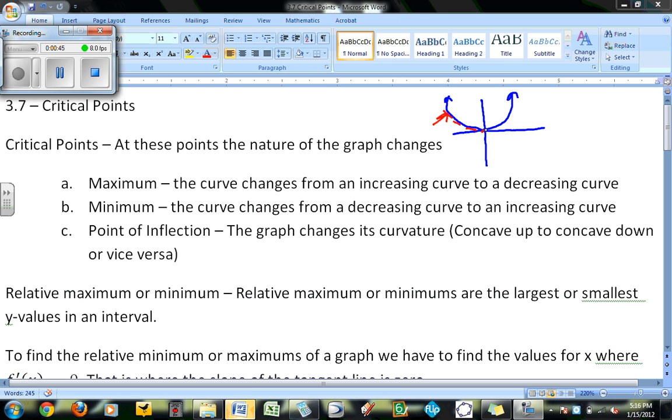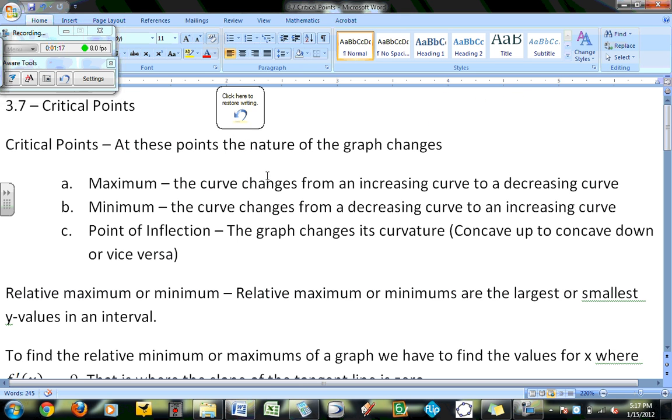But at this point 0, 0, everything changes. All of a sudden, when we draw the slope of the tangent lines, now this function is increasing. So the point at which it changed is a critical point. That point 0, 0, in this case, turns out to be a minimum. It's a minimum value because it's the lowest part on the graph. And because the graph went from decreasing all of a sudden to increasing, that means it's a minimum. So that is one example.